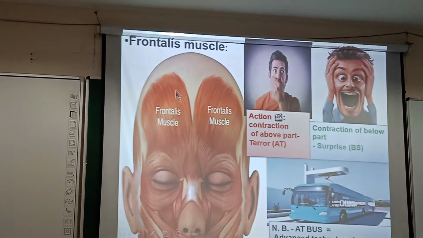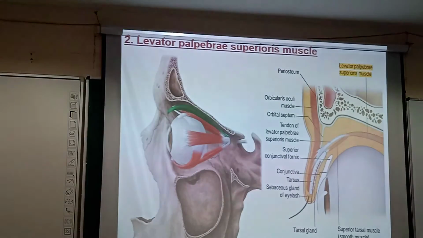And very important, the clinical significance is that it has no bony attachment. That's why a blow to the skull or the eyeball, and fracture of the roof of the orbital plate of the frontal bone, will lead to extravasation of blood that collects around the eye. And that will lead to a black eye. We have discussed it. Coming to the second muscle, levator palpebrae superioris.